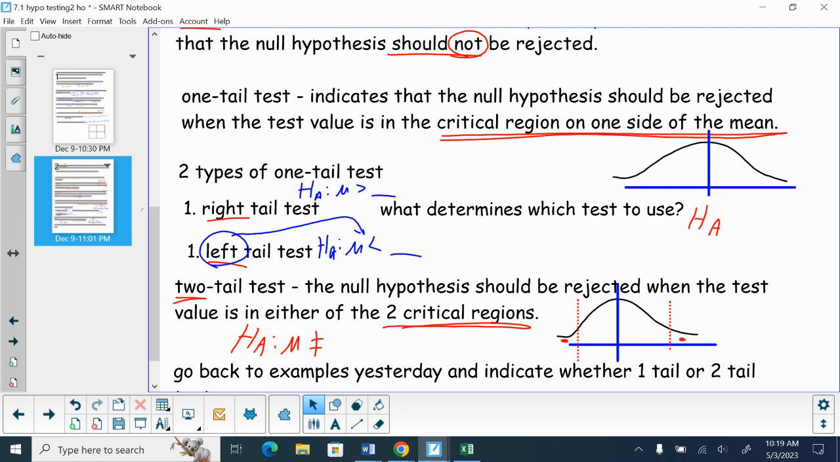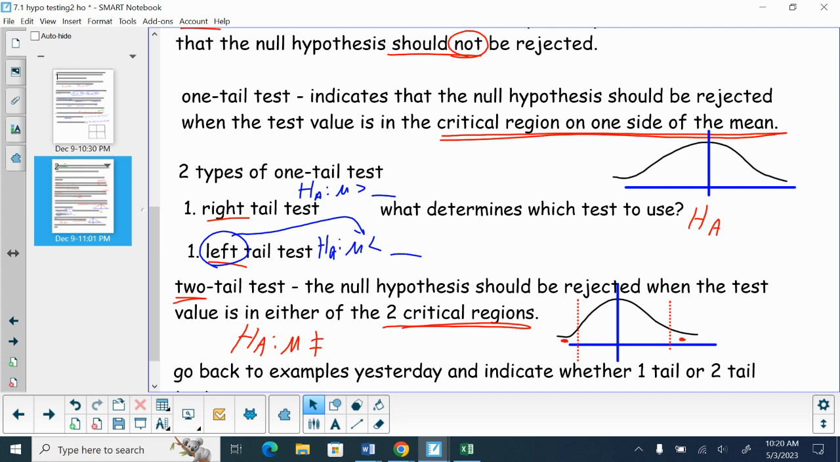The chemist invents an additive to increase the life of a car battery. Mean lifetime of a car battery without the additive is 36. Okay, so we look at the alternate hypothesis. Joey, is it a one tail or two tail? One tail, left or right? Right. To the right, because it's pointing to the right.